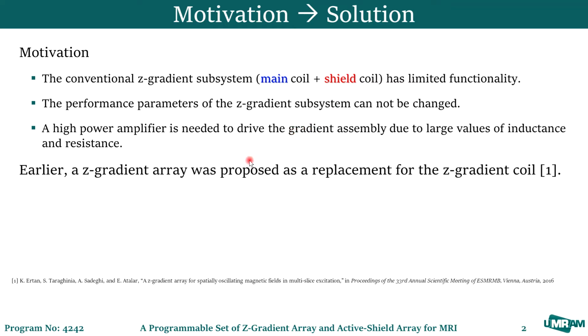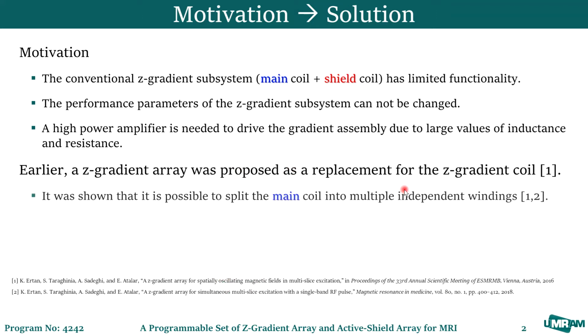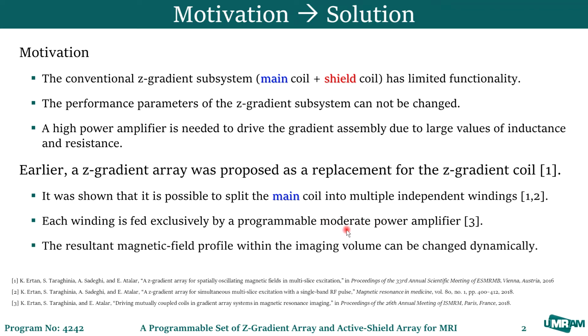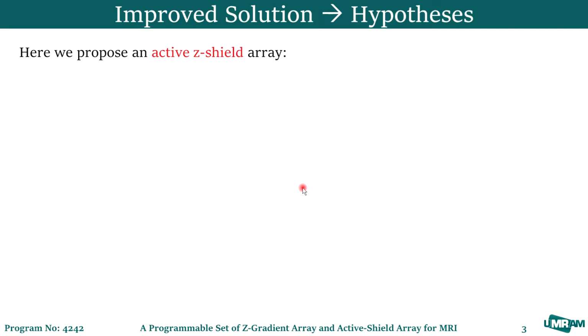Earlier, a Z-gradient array was proposed as a replacement for the Z-gradient coil. It was shown that it's possible to split the main coil into multiple independent windings, where each winding is fed exclusively by a programmable moderate power amplifier, and the resultant magnetic field profile within the imaging volume can be changed dynamically. So as an improved solution, here we propose an active Z-shield array.